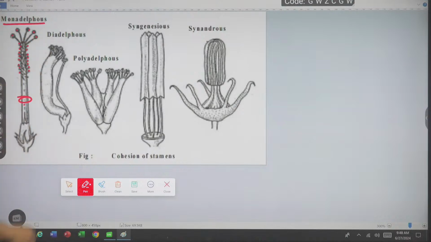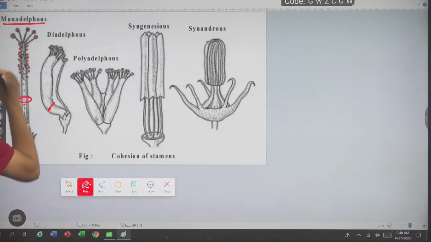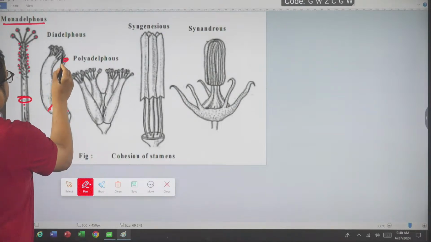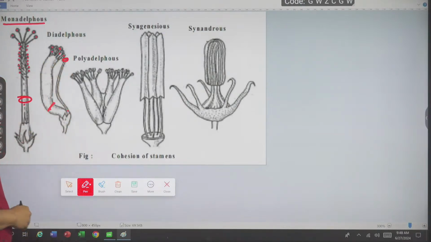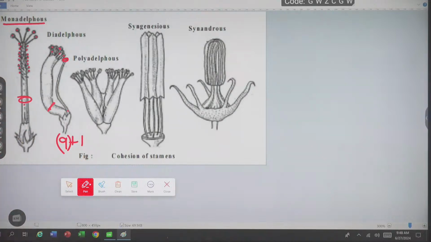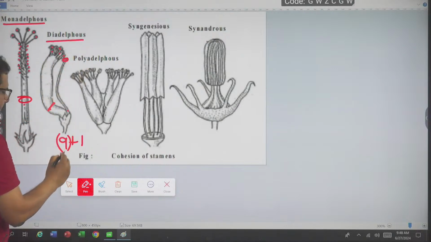Now look at this diagram, diadelphous. How many bundles of filament are there? One thick bundle and one thin. Here only one anther we are finding in this diagram, and here many are there. Got the idea? So I am writing a beautiful example for it, 9 plus 1 arrangement. The 9 under the bracket means fused. It is an example of diadelphous condition. It is present in which family? Fabaceae family.